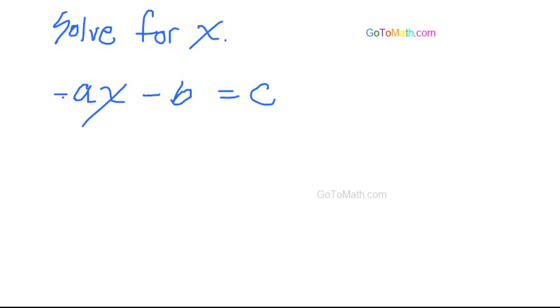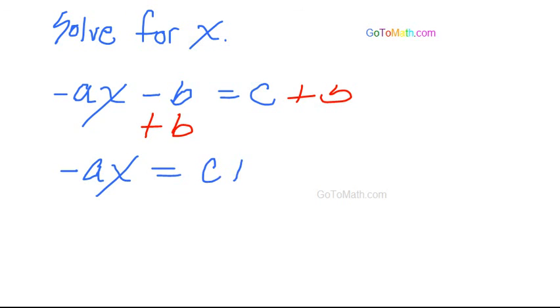Now we have this negative sign here out front. Don't worry about that right now. Let's go ahead and get our constants over to one side. So that means that we can add b to both sides. Since this is the way we've been doing it, I think we'll just continue on. So we end up having negative ax is equal to c plus b.